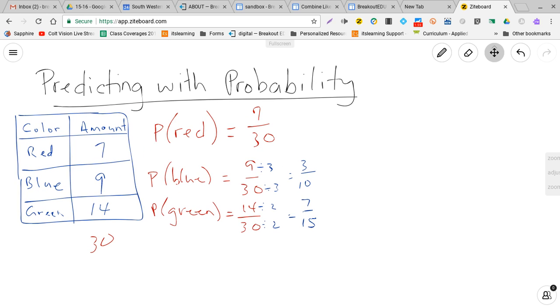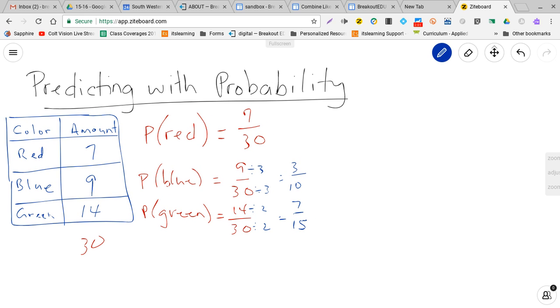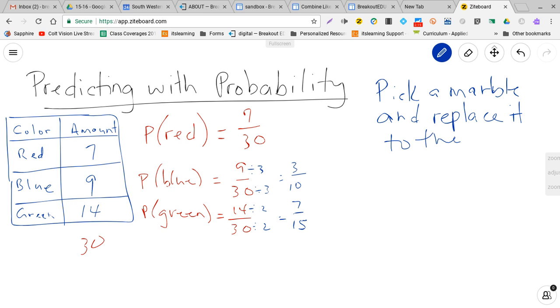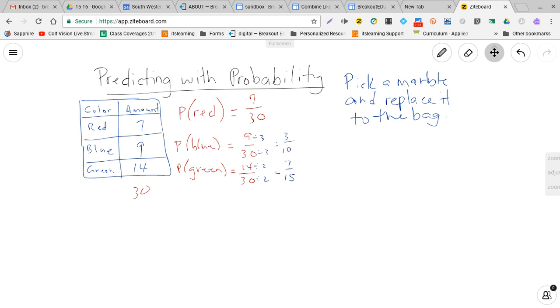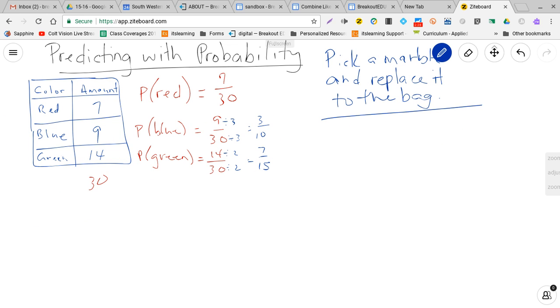Now let's say that I were to pick out 50 marbles from this bag. And every time I picked a marble, I'm going to put it back in. So my situation is pick a marble and then replace it in the bag. So I want to know, or I can figure out how many times I would expect to get some different things. So let's talk about first, how many times would we expect to get red?